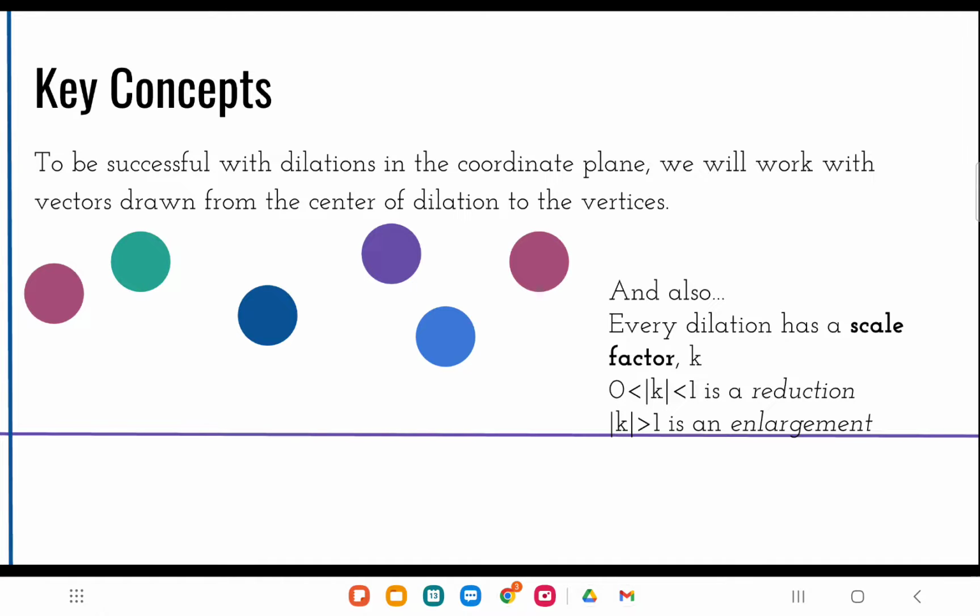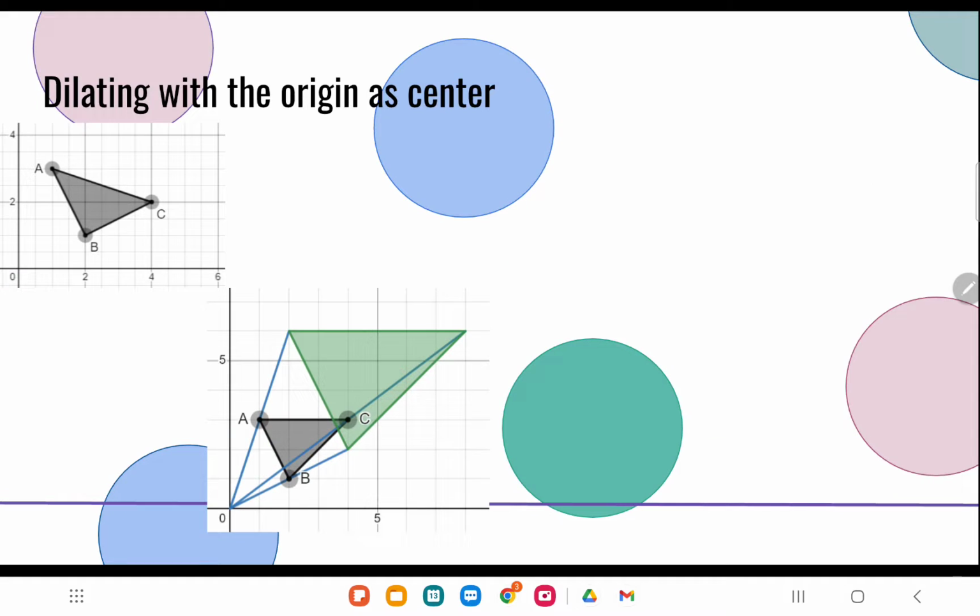It is important to remember that every dilation has a scale factor, referred to as K. If K has an absolute value between 0 and 1, it is a reduction. If the absolute value of K is greater than 1, it is an enlargement. Obviously, if K is equal to 1 or 0, we don't have anything very exciting going on. When K is 1, the figure remains unchanged. When K is 0, we just get a point.